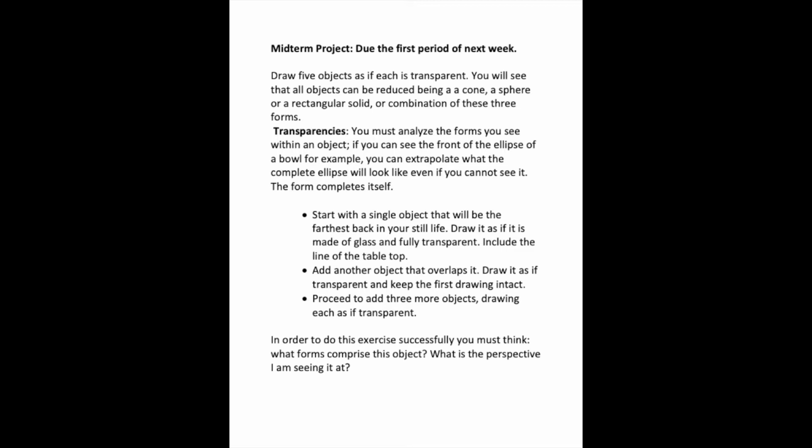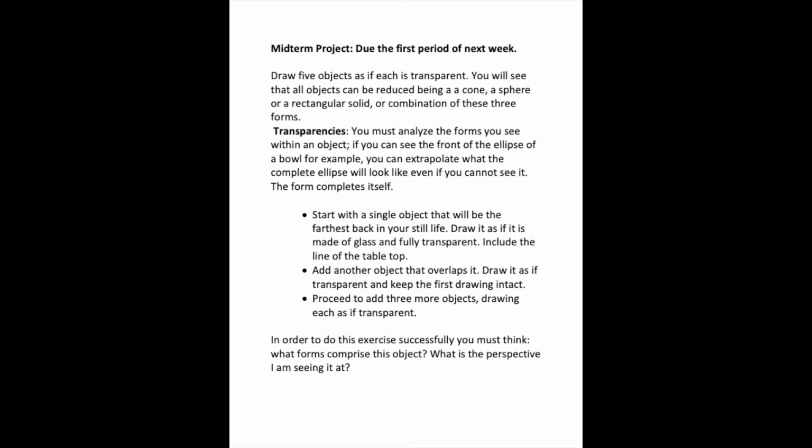Start with a single object that will be the farthest back in your still life. Draw it as if it is made of glass and fully transparent. Include the line of the tabletop. Add another object that overlaps it, draw it as if it's transparent, and keep the first drawing intact.